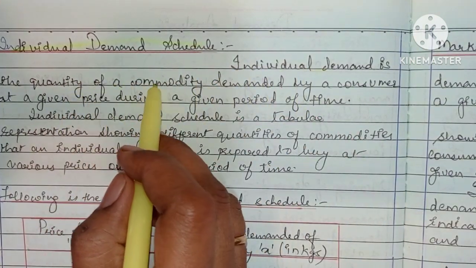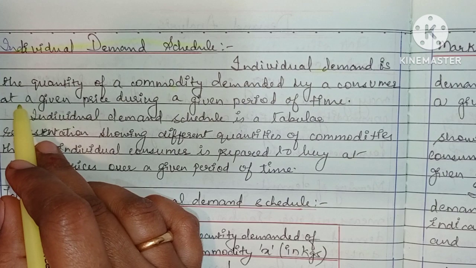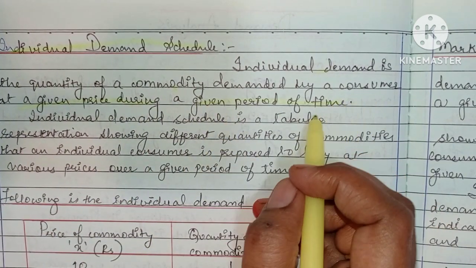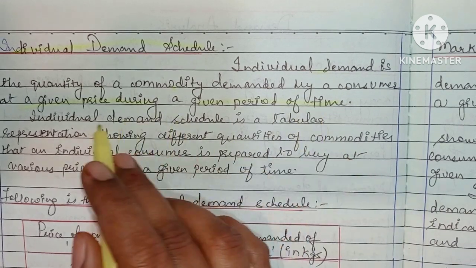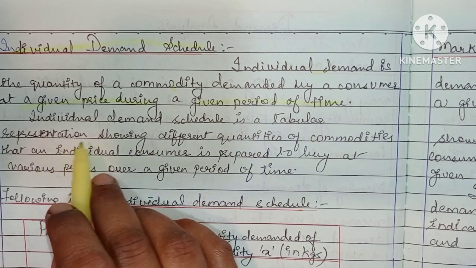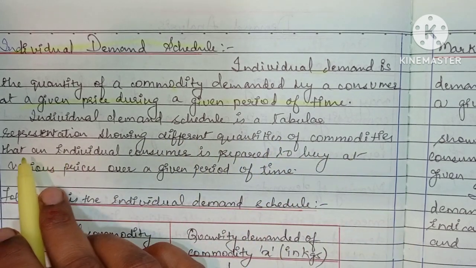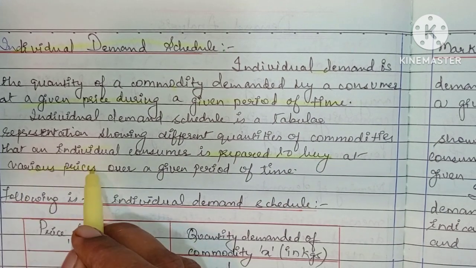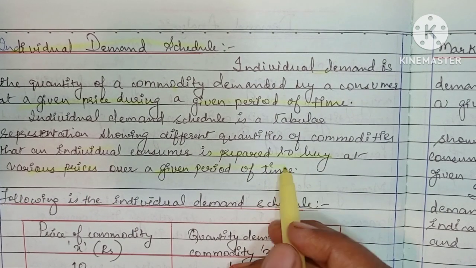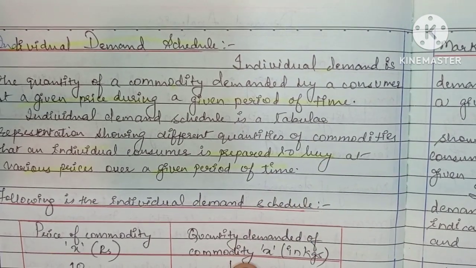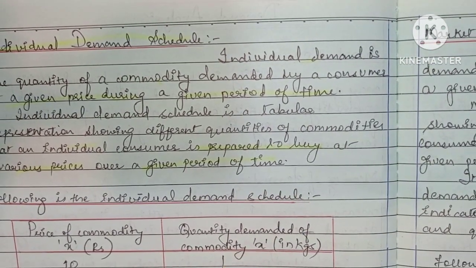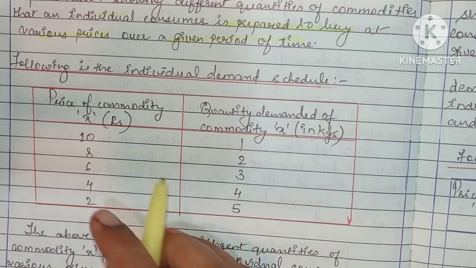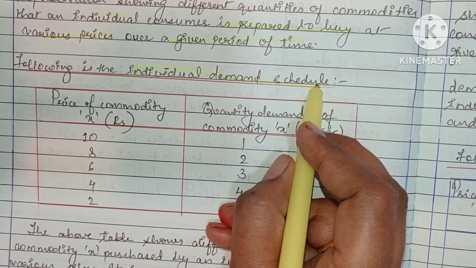Individual demand is the quantity of a commodity demanded by a consumer at a given price during a given period of time. Time and price are important in a schedule. Individual demand schedule is a tabular representation showing different quantities of a commodity that an individual consumer is prepared to buy at various prices over a given period of time. Now let's understand this with the help of a schedule and then the diagram. Following is the individual demand schedule.